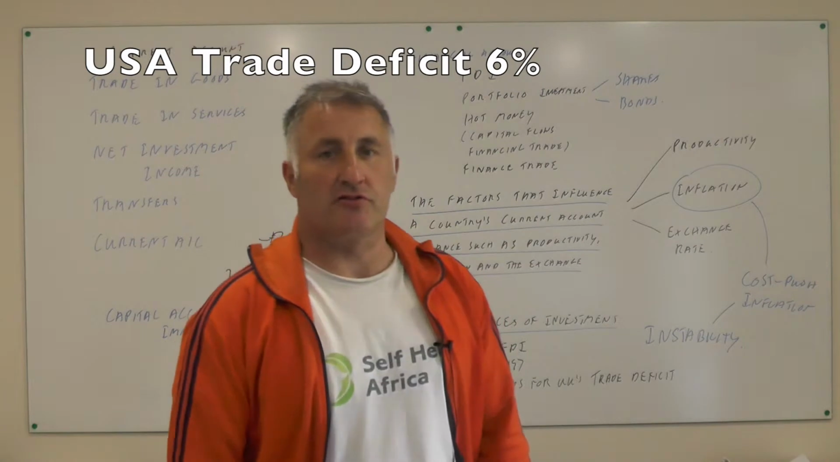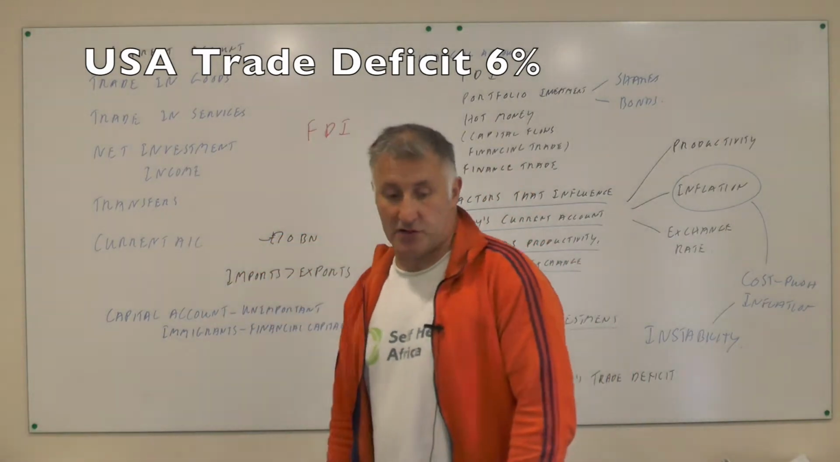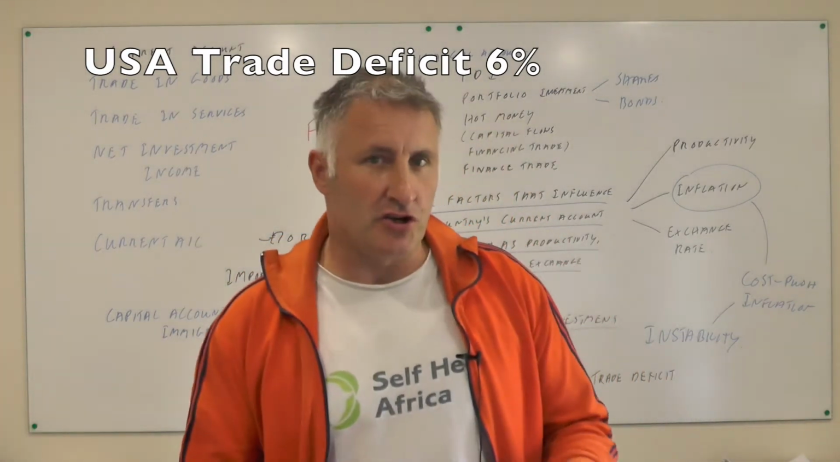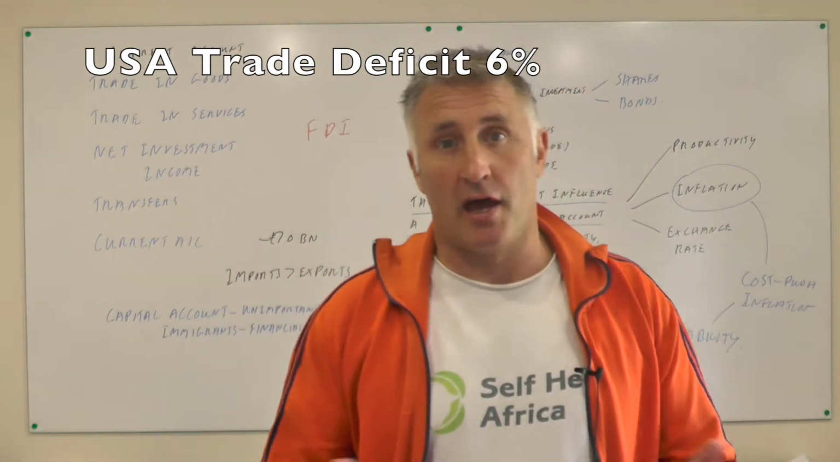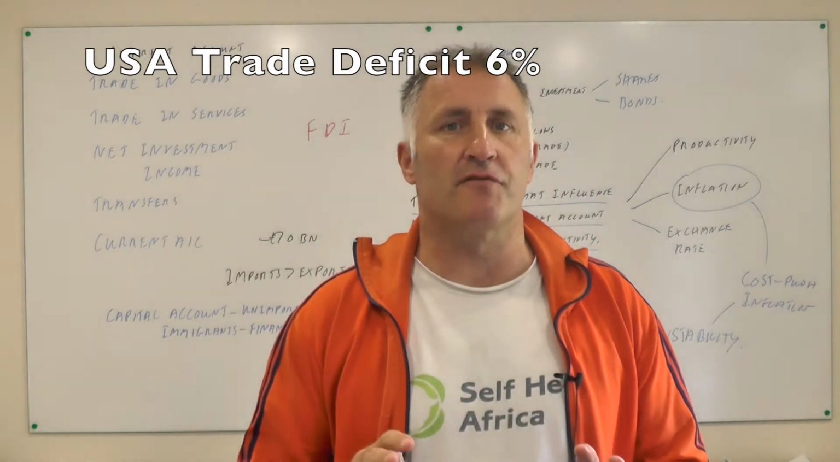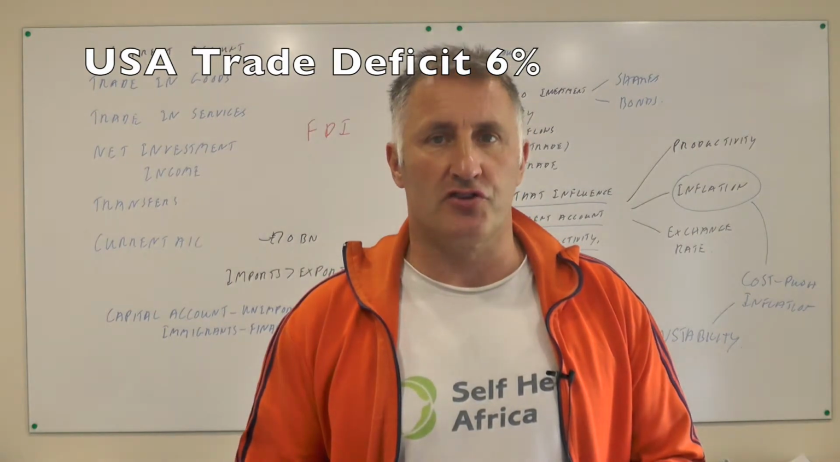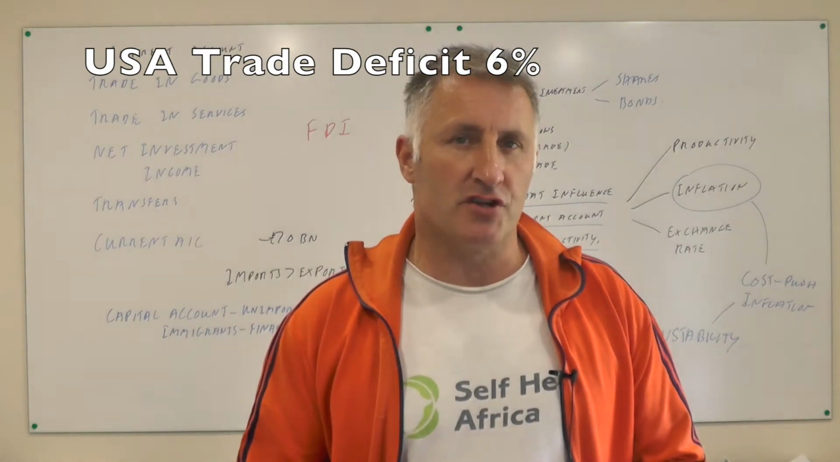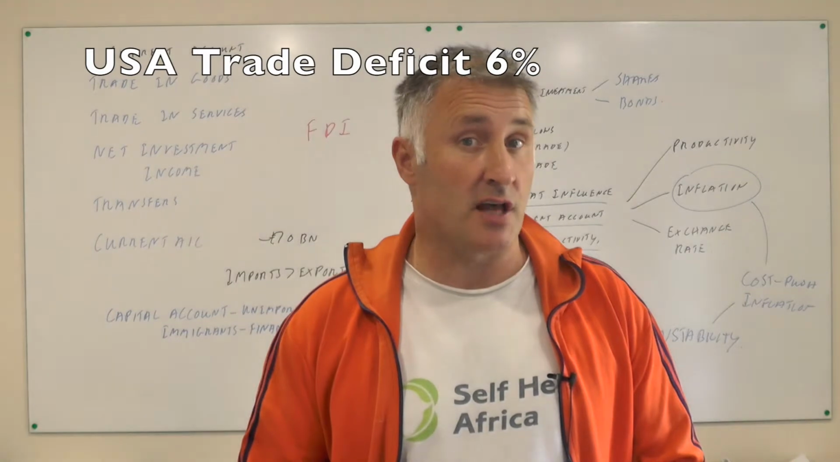Okay, this is lesson 93, and we're now going to look at the balance of payments. Just a few things that you should know about the balance of payments. In the UK, over the last 30 years, we've had a trade deficit for 29 out of those 30 years. Our last trade surplus was in the year 1997.